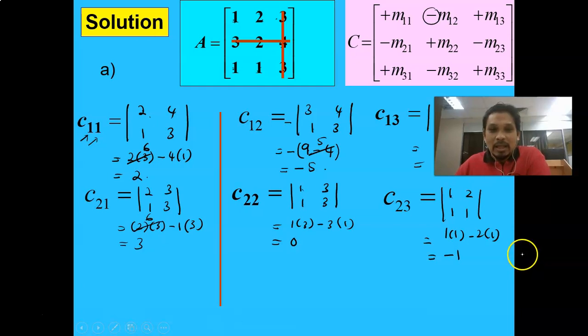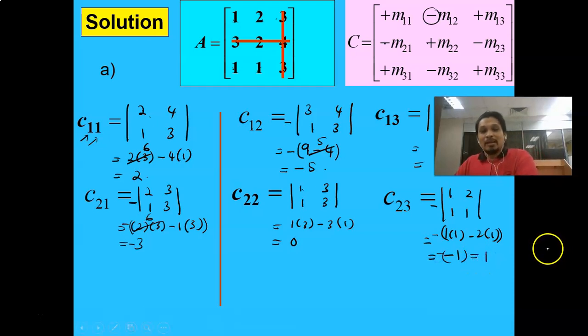Class, I forgot something. In the second row, we have negative, positive, and negative signs. So it should be negative here, negative here, and negative 3 becomes positive 3, and this becomes positive 1. Beside this, this is our reference: positive, negative, positive in the first row, negative, positive, negative in the second, and positive, negative, positive in the third.